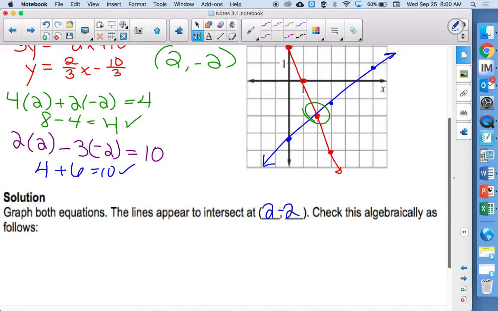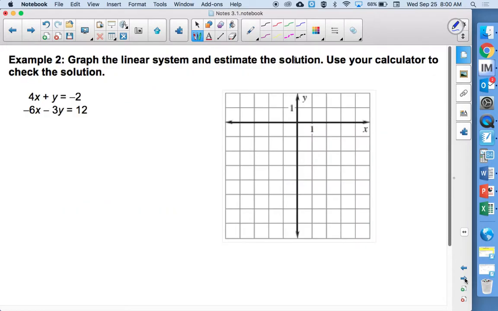That's really pretty much the only thing involved with graphing. Graph 2 lines, find where they intersect. So if you flip the page, there are a couple others. I'm going to show you how to use the calculator so that we can also check the solution.